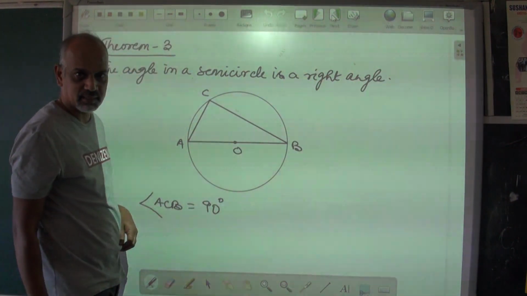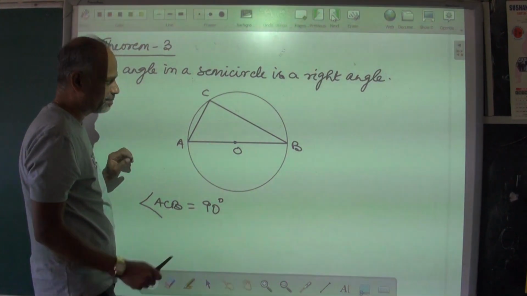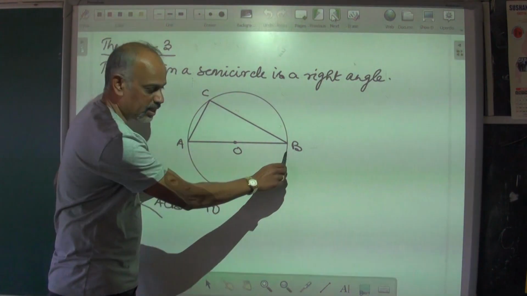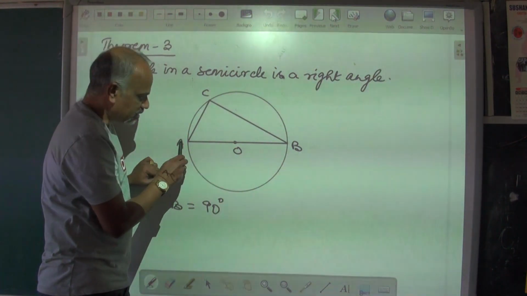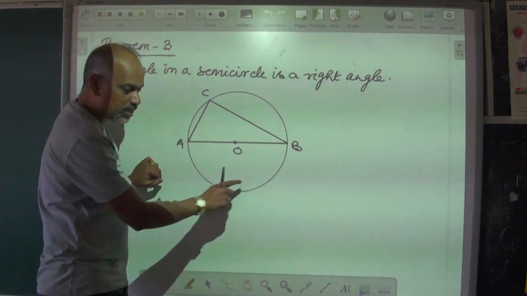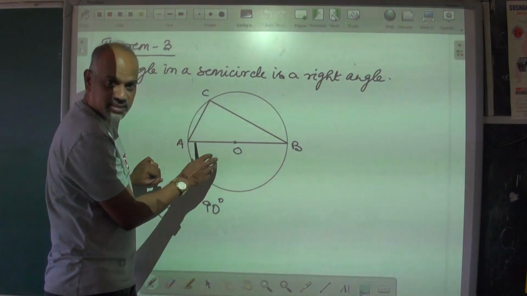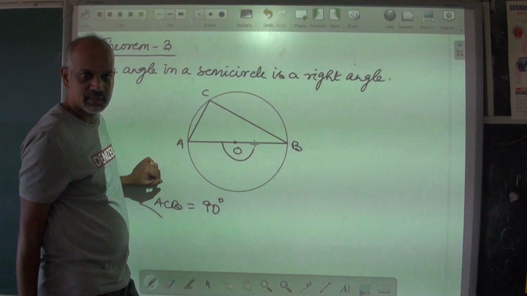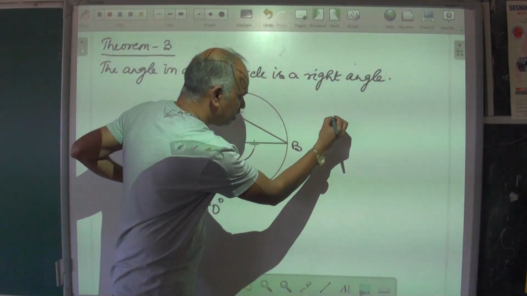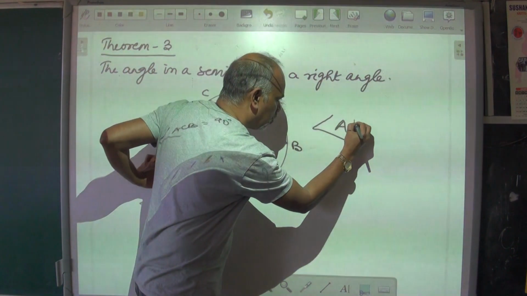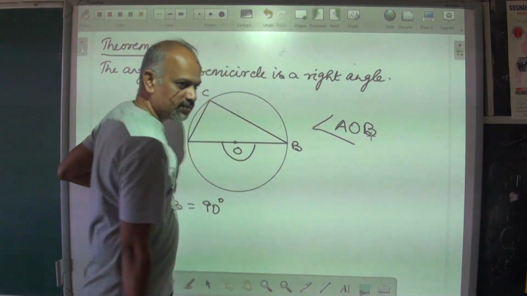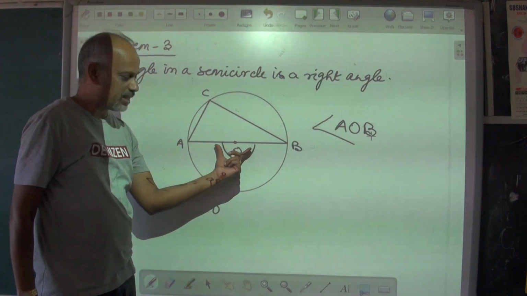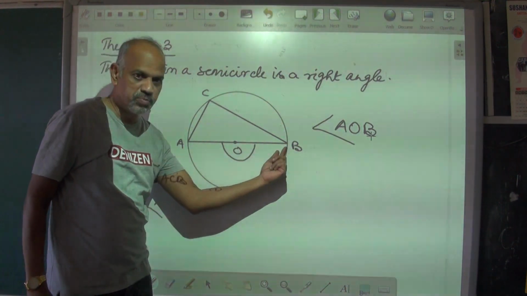How is it 90? How is it a right angle? Let's consider AB is the arc. This arc AB makes an angle at the center. The angle made at the center is this one. Name of this angle is angle AOB. Even though it's a straight line, there is an angle. The angle is AOB.